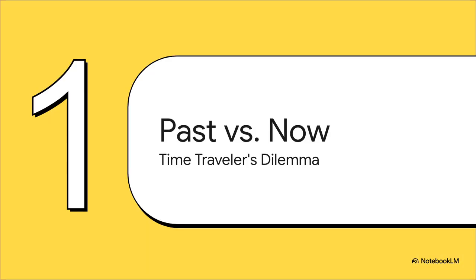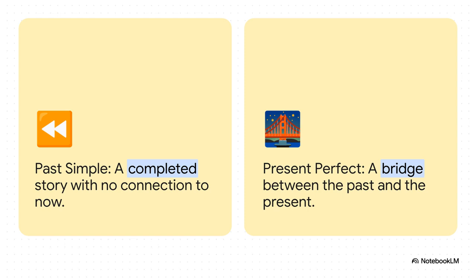Okay, first up, let's talk about time. I want you to think of the past simple and the present perfect as two different tools in your grammar toolkit. Choosing the right one is kind of like being a time traveler setting the coordinates on your machine. Are you dialing in a specific moment in the past that's totally finished, or are you setting a course for a time that still has a connection to right now? That's the key question.